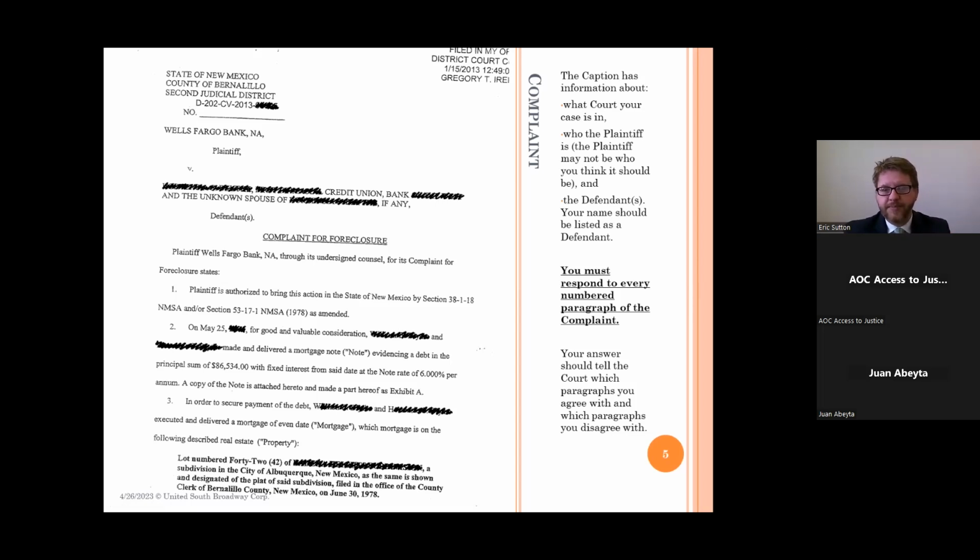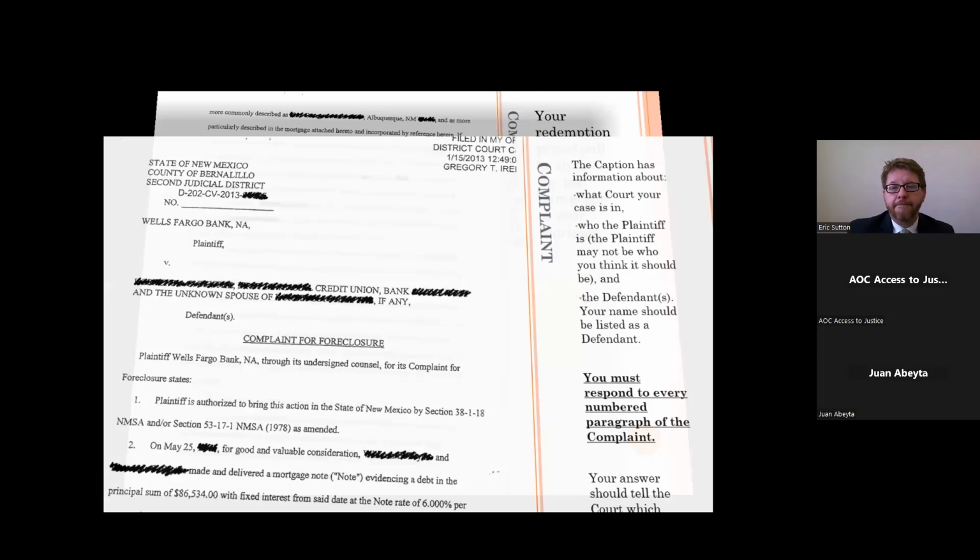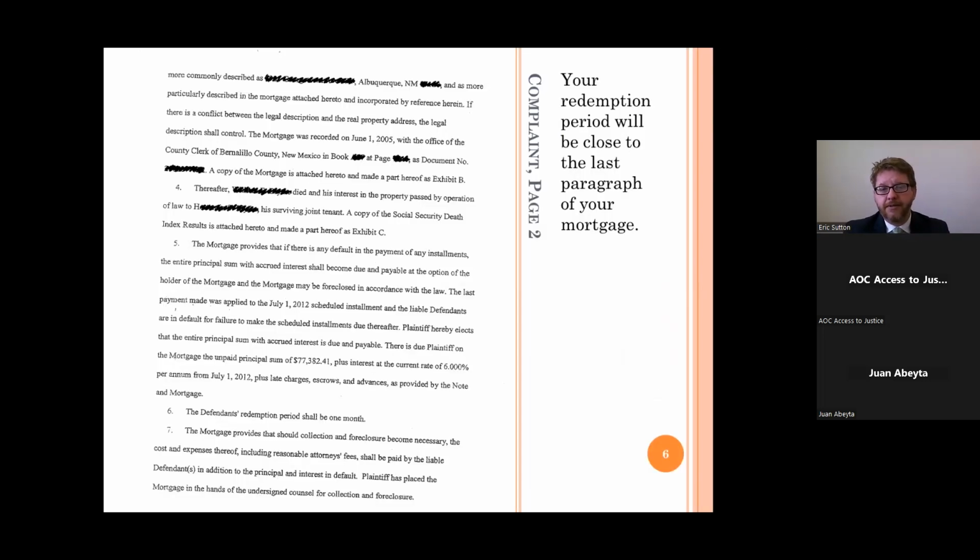It says, okay, there's been this note, there's been a mortgage that talks about the property and the legal description of the property. And then it talks about what happens in the event of default, which basically means that they are proceeding with the foreclosure because that's what the contract says they can do. It talks about the last payment that was made, how much remains due, at what interest rates. It talks about a redemption period, which we will get to later on in the presentation.